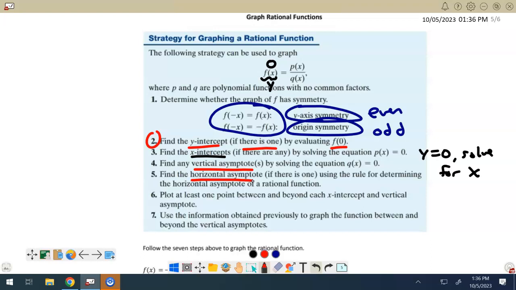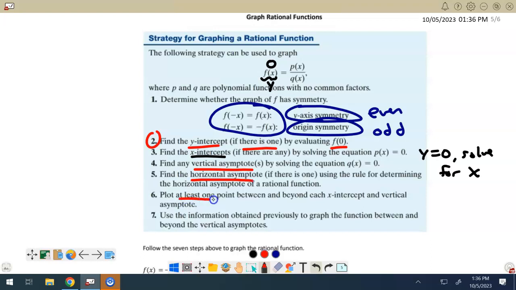Oh, because it could be the other type. It could be the slant asymptote. Right, so find the horizontal asymptote if there is one. If there isn't a horizontal one, it would be a slant one. There's always going to be one of these kinds of asymptotes. If it's not horizontal, it'll be the more complicated type, which we're going to talk about in just a minute.